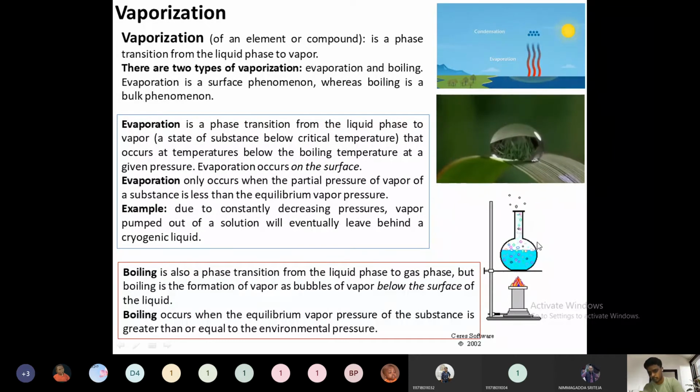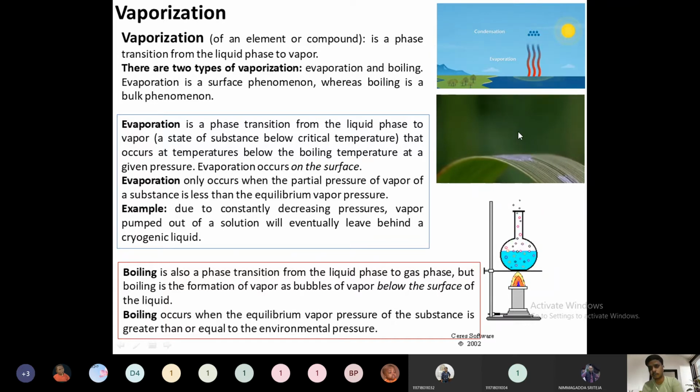So in boiling, here we have to differentiate what is evaporation and what is boiling. Though there are two types of vaporization, evaporation and boiling, evaporation is a surface phenomenon. From the surface of the liquid, the vaporization is taking place, and the liquid goes from the liquid phase to the vapor phase. But in boiling, from below the surface of the liquid, the vaporization is taking place. The bubbles form below the surface of the liquid, and these bubbles rise. This is called boiling, and the other is called evaporation.